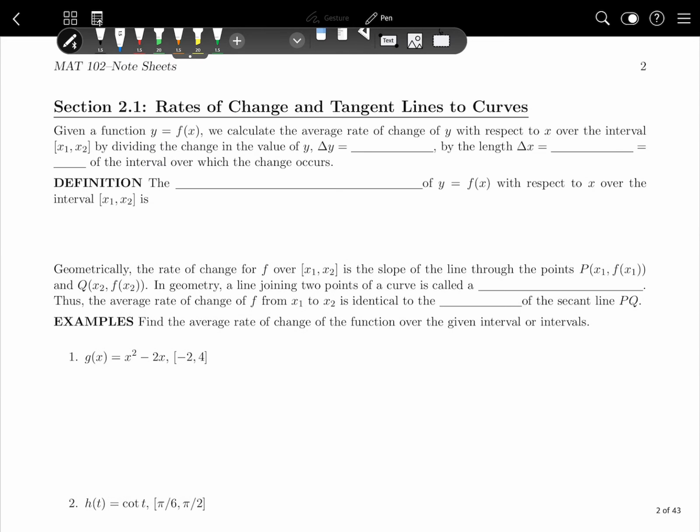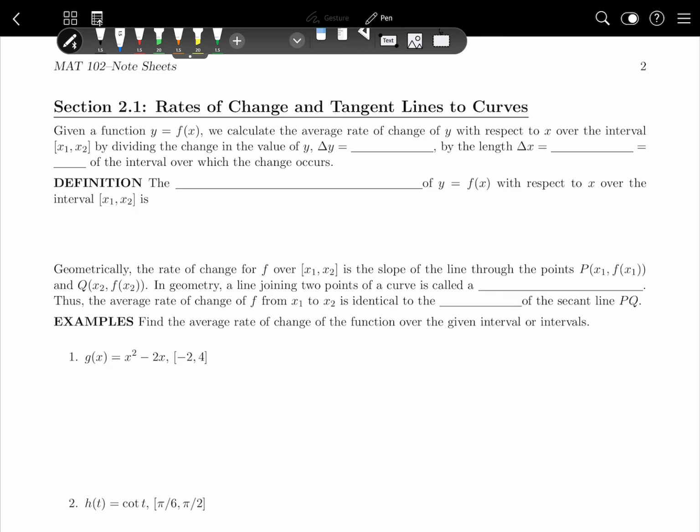Okay, so we turn to page 2 here, and we can start talking about this. The first thing we're going to look at is the idea of rates of change and tangent lines to curves. This is the basis of what's later going to be used to talk about the derivative in chapter 3.